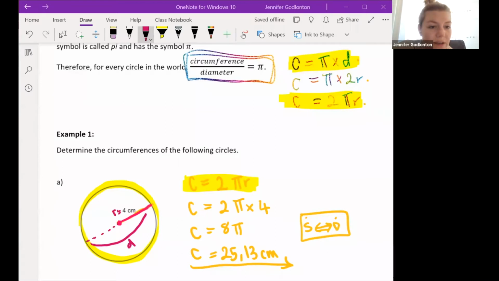Yeah, okay. So Marcus, if that's how you're writing it at school, please feel free to do that in these lessons. Lots of schools ask you to write 3.14. Totally, totally fine to do it that way.